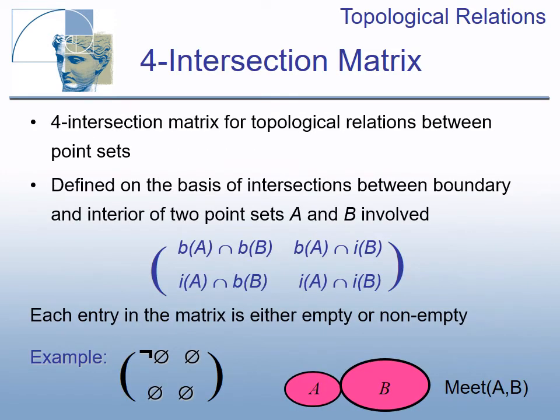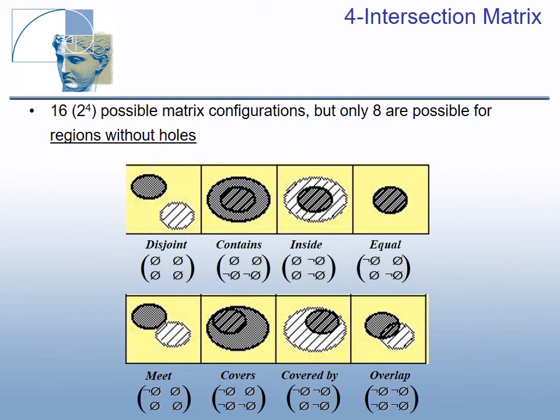One of the ways to define the above-mentioned topological relations between point sets is four-intersection matrix. This matrix is defined on the basis of intersections between boundary and interior of two point sets A and B. Each entry in the matrix is either empty or not empty. As you can see on this example, the topological relation meet is represented by this matrix. There are 16 possible matrix configurations, but only 8 are possible for regions without holes.